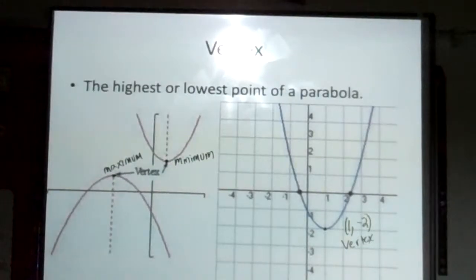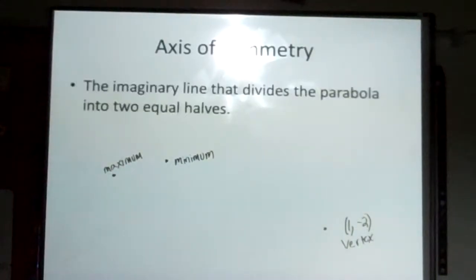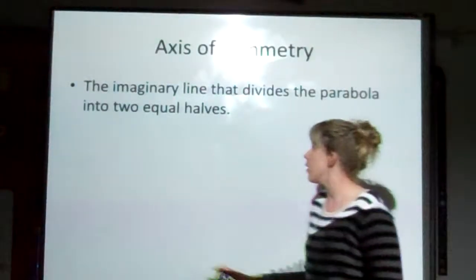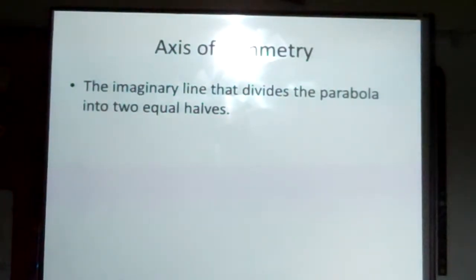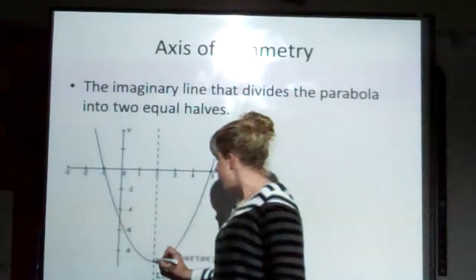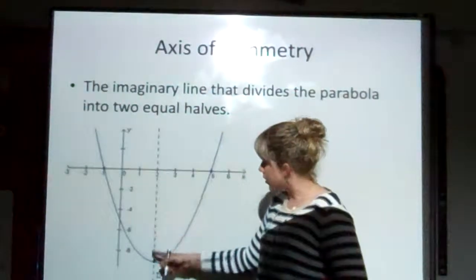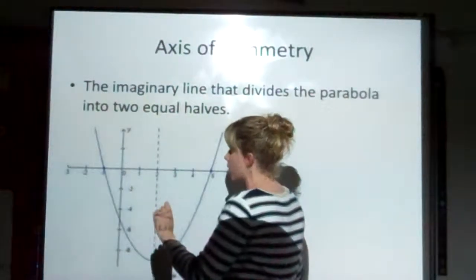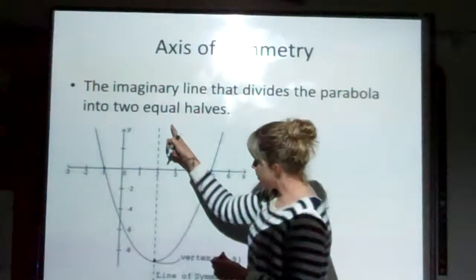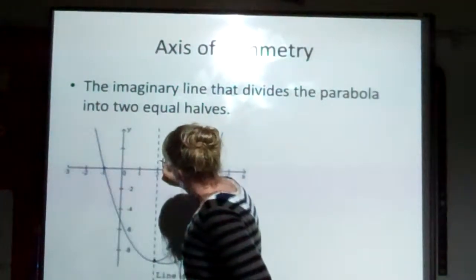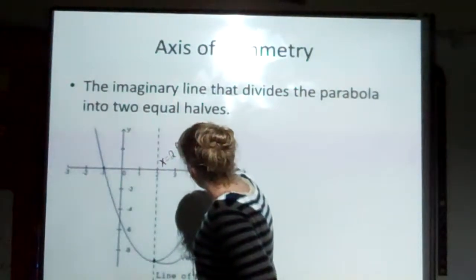Parabolas also have something called an axis of symmetry. An axis of symmetry is an imaginary line that divides the parabola into two equal halves. This picture right here shows an example of both the vertex and the axis of symmetry. As you can see, the vertex is located at the very bottom, and the axis of symmetry is a line that you can take this parabola and fold it across the line, and each side would match up perfectly, so each side is identical. This axis of symmetry, in this case, is at the x value of 2. So we would say x equals 2 is the axis of symmetry.